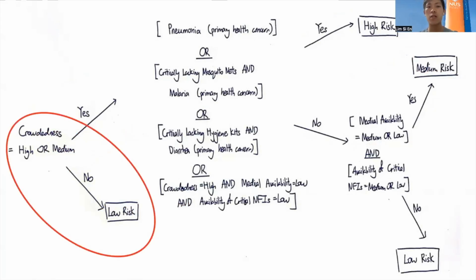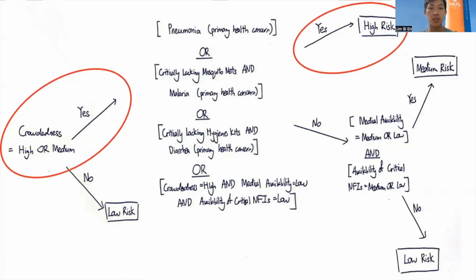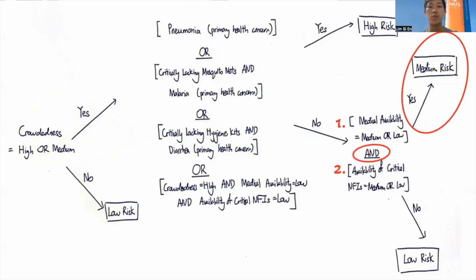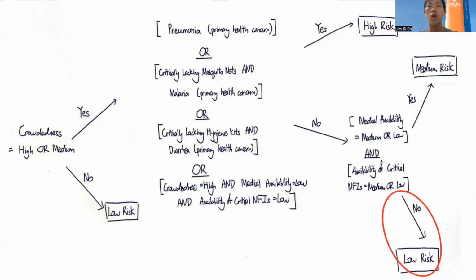As mentioned, crowdedness is a critical factor for disease outbreaks. We thus categorize sites with low crowdedness as low risk. Else, we look at 4 different high-risk conditions. The first 3 are the pairings between each primary health concern and risk factor as mentioned before, while the 4th mandates high crowdedness together with low medical availability and low availability of critical NFIs. Else, sites with at most medium medical availability and for critical NFIs will be classified as medium risk. All other sites will be classified as low risk.